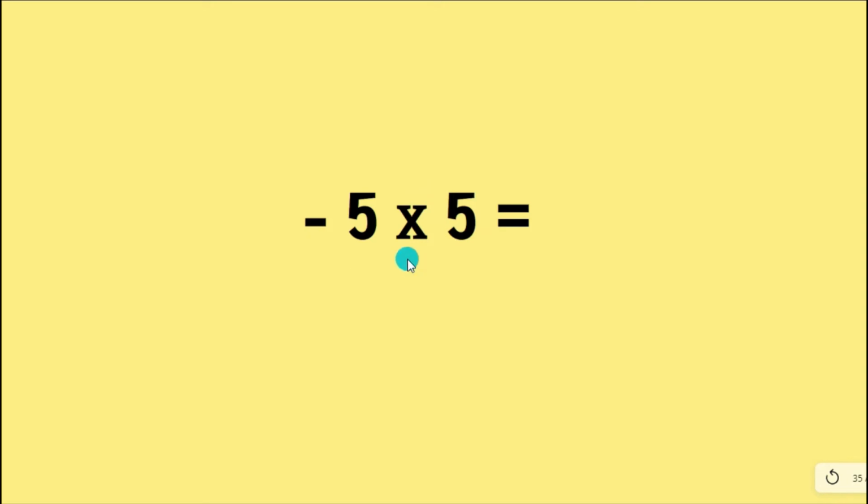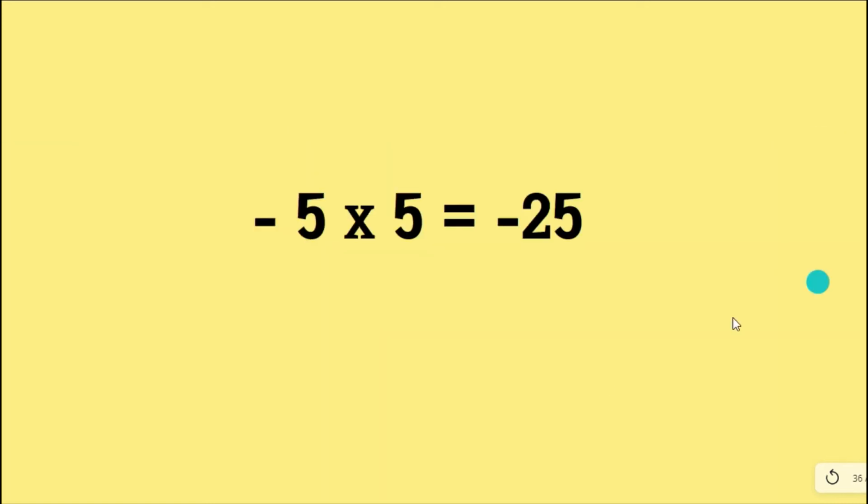Negative 5 times 5 equals, what do you think will be the answer? The answer is negative 25. So a negative number multiplied by a positive number equals a negative number. Okay? So negative times positive equals negative. So negative 5 times 5 equals negative 25.